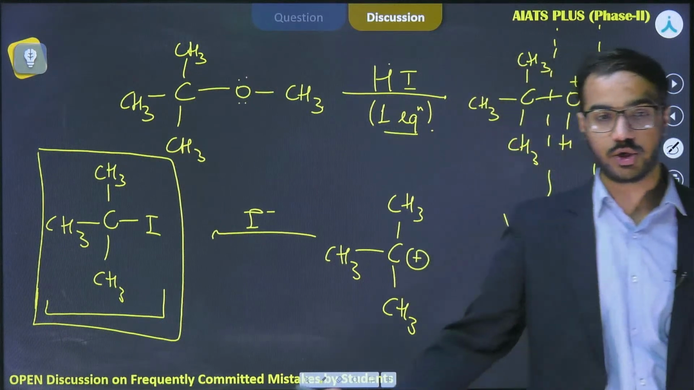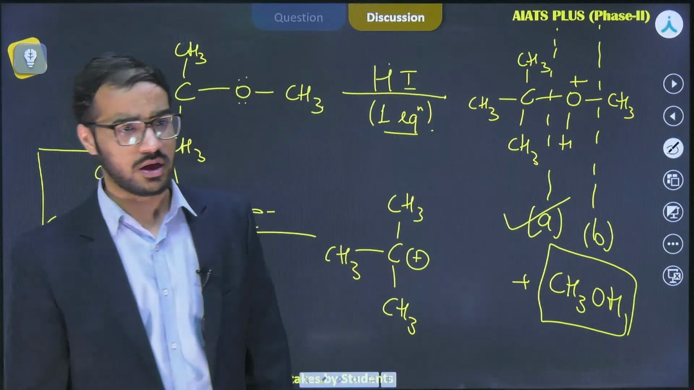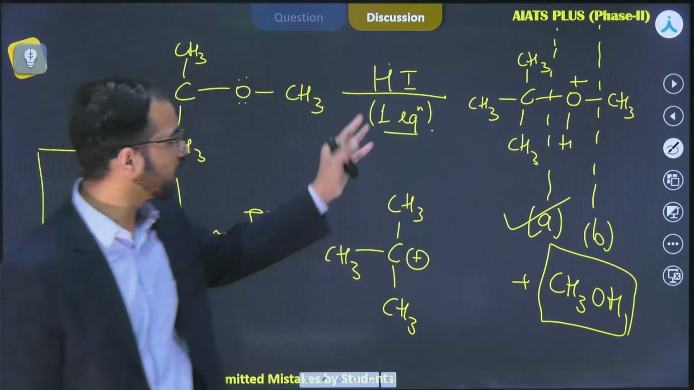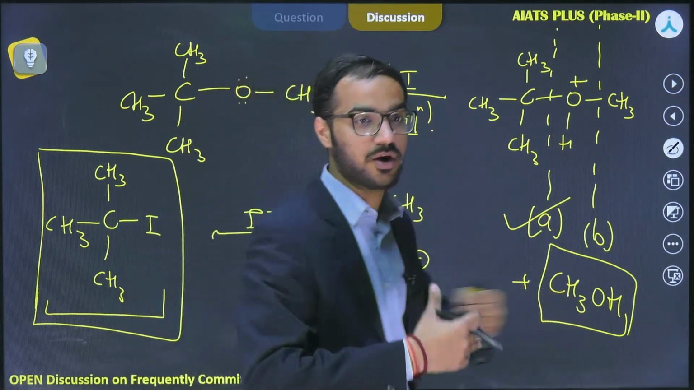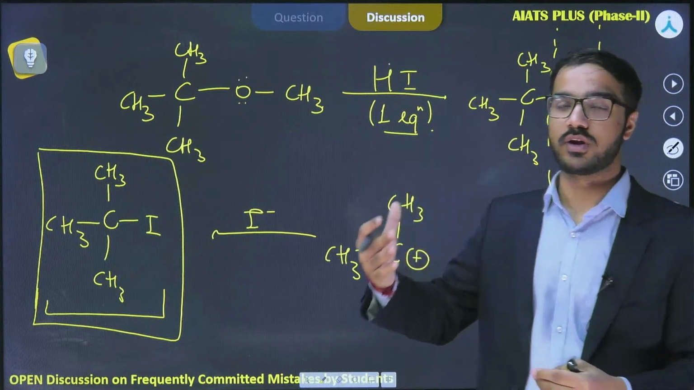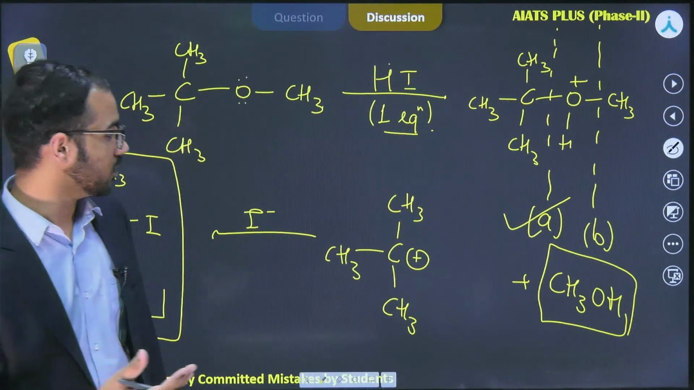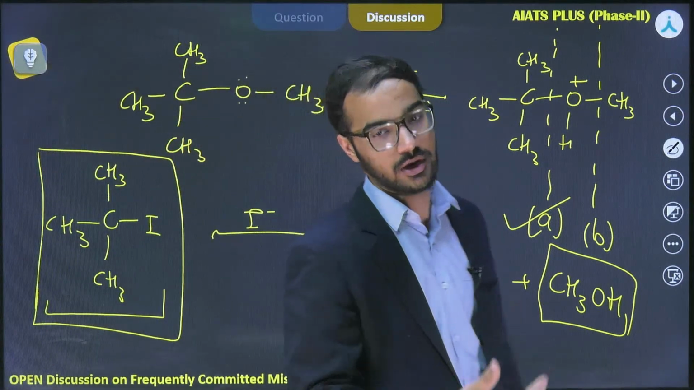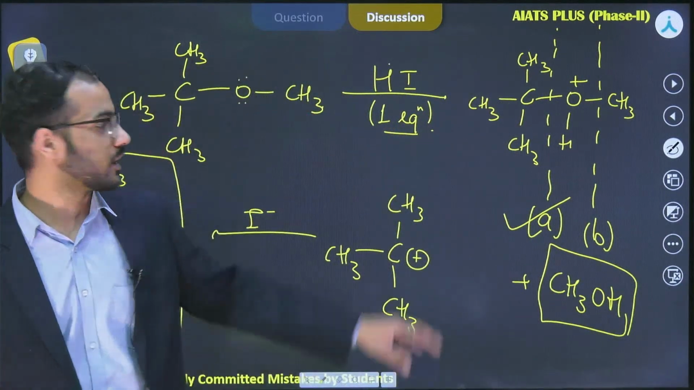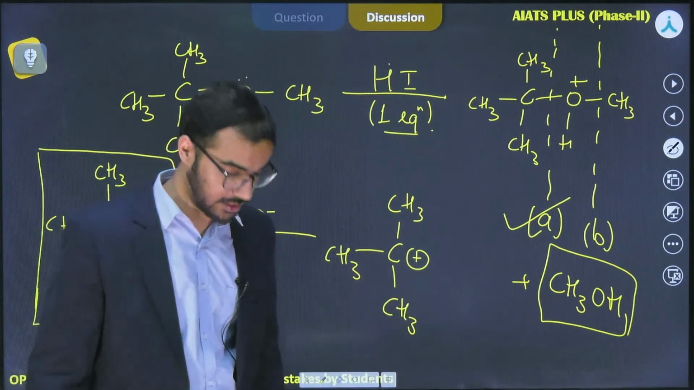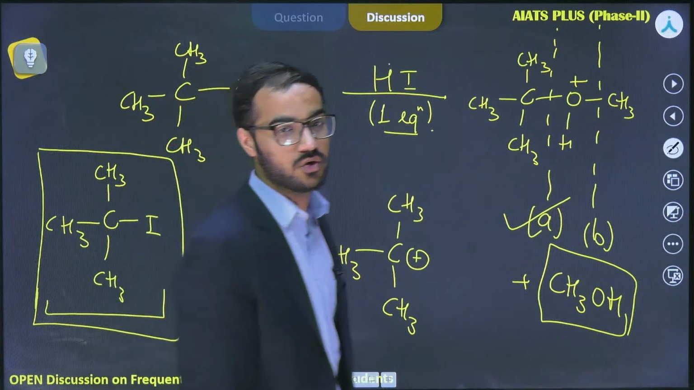I hope this is clear to you all. You've been given only one equivalent of HI. And that's the case, because if you had taken the excess, the OH would not be left alone, it can further act as a nucleophile. The I negative will attack this, and we can form the iodo compound, or we can say methyl iodide, but it will be in a very small amount. And you've clearly been told that you've taken only 1 equivalent of HI. I hope this is clear to you all.